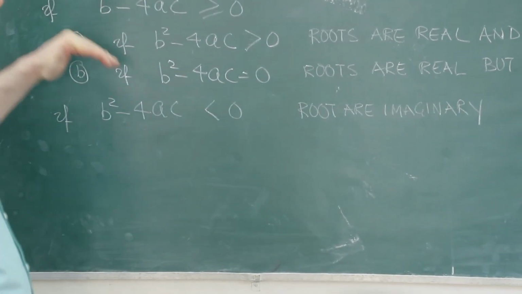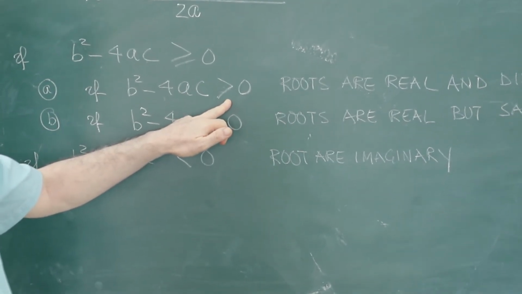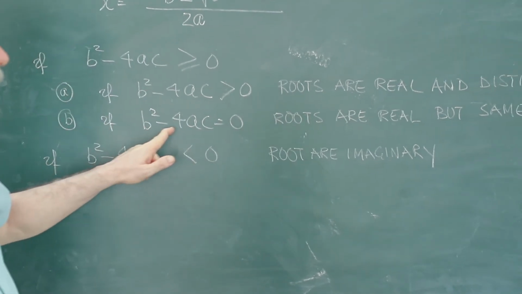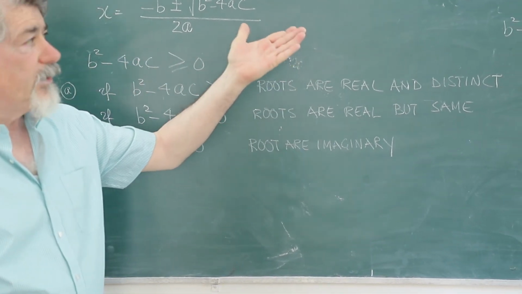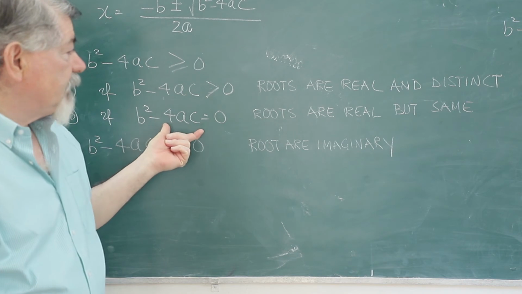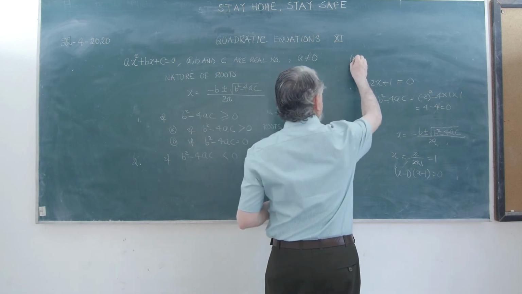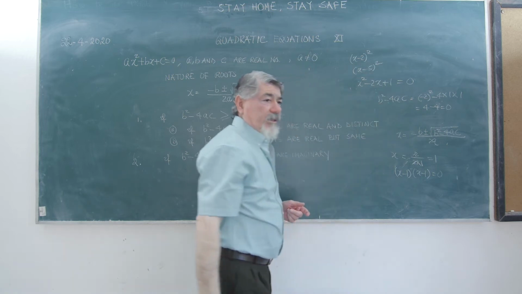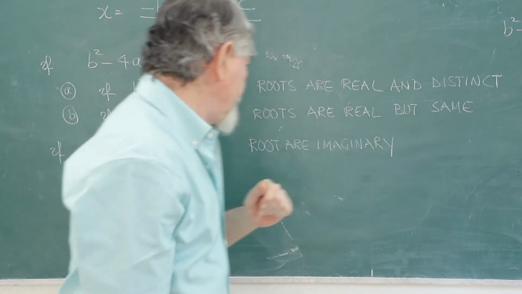So there are three possibilities. If b square minus 4ac is greater than 0, then roots are going to be real and distinct. If b square minus 4ac is equal to 0, that means the quadratic equation given to you will be a perfect square. You will get equations like x minus 2 whole square or x minus 5 whole square. These are all quadratic equations, but these are perfect squares. So roots are real but same.